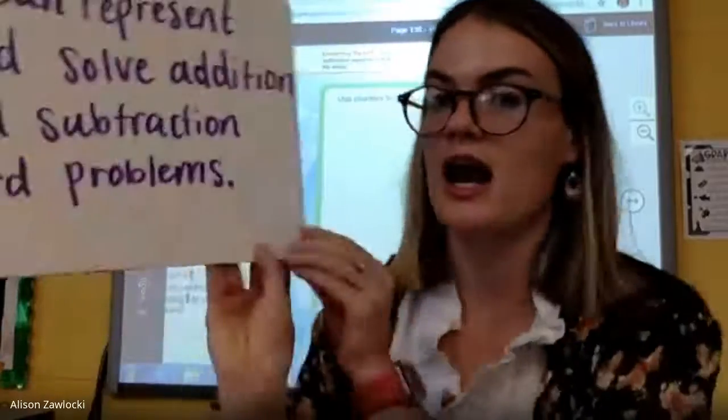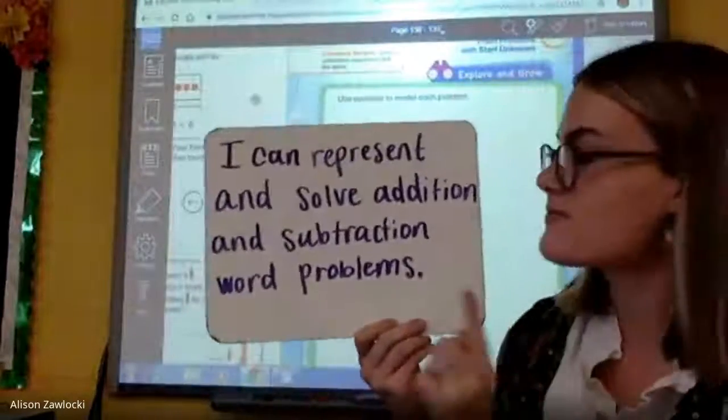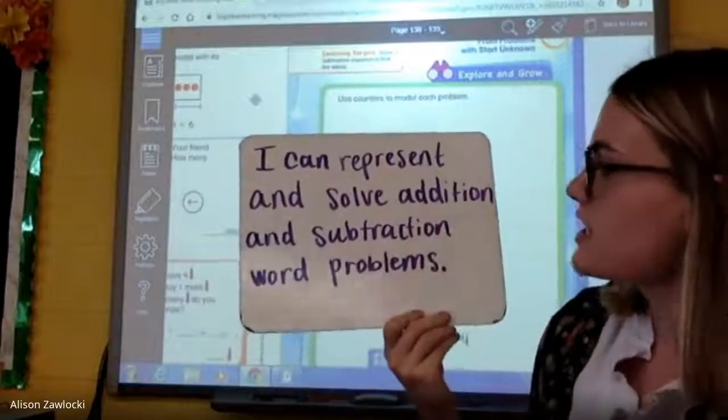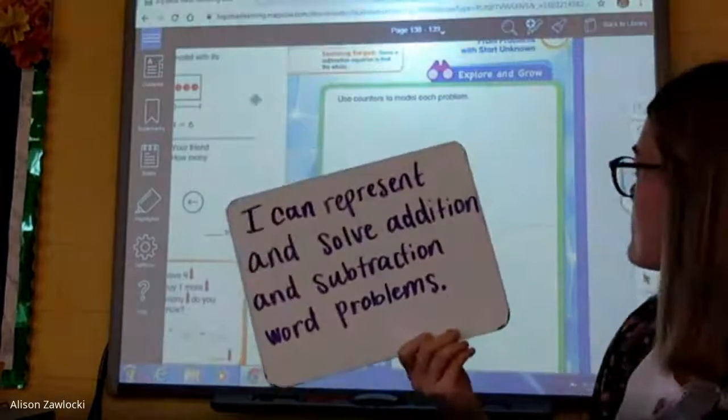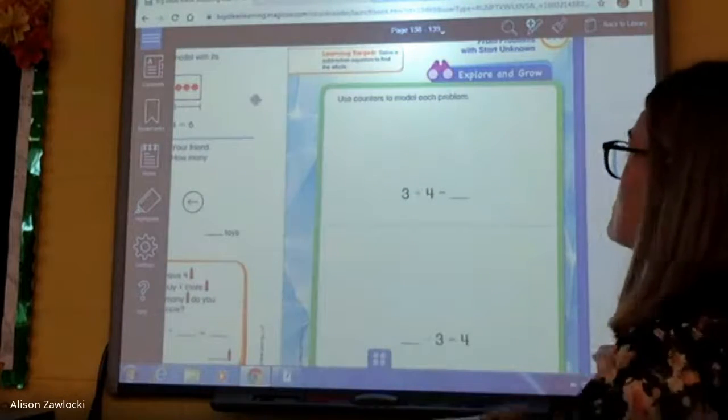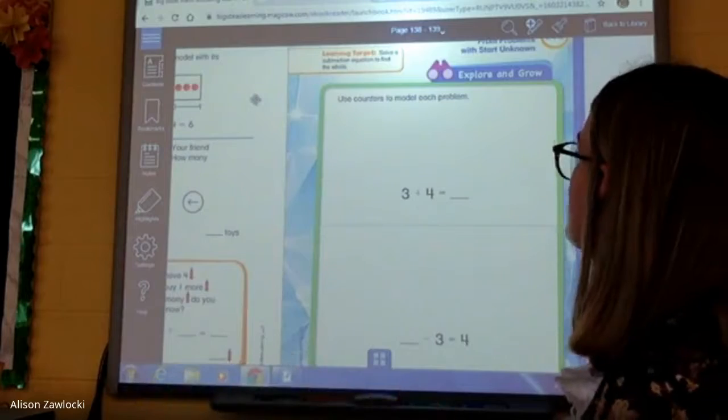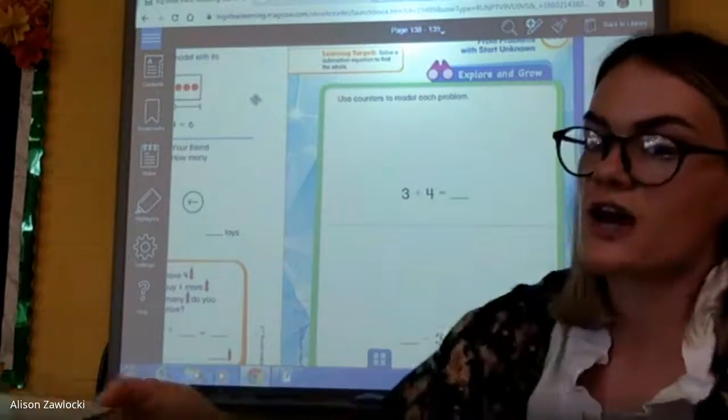Let's go over our I can statement. I can represent and solve addition and subtraction word problems. Today, we are going to be solving a subtraction equation to find a whole.